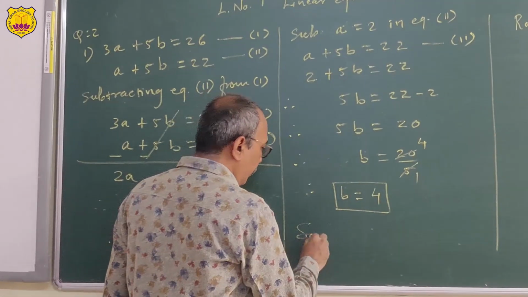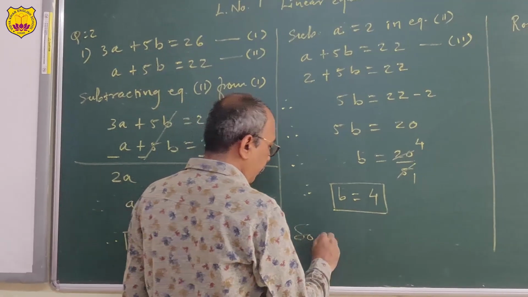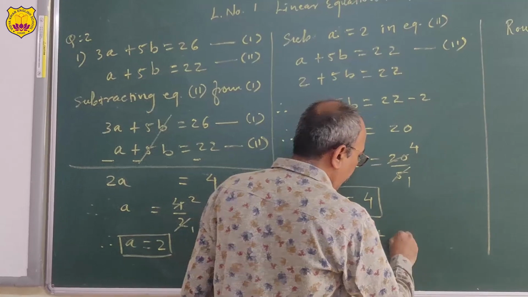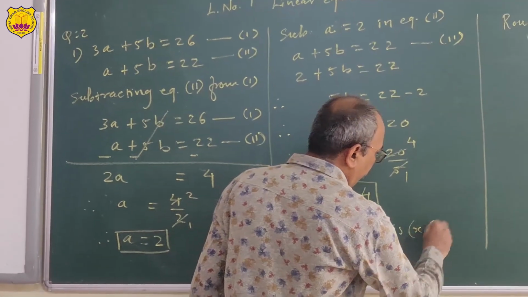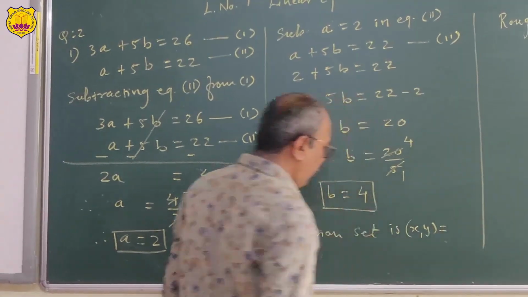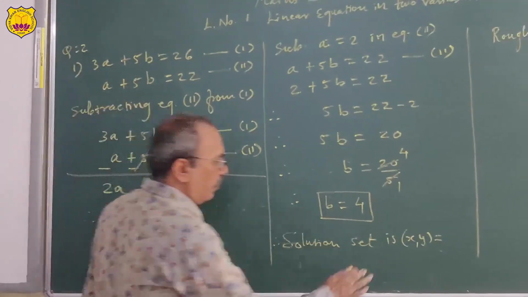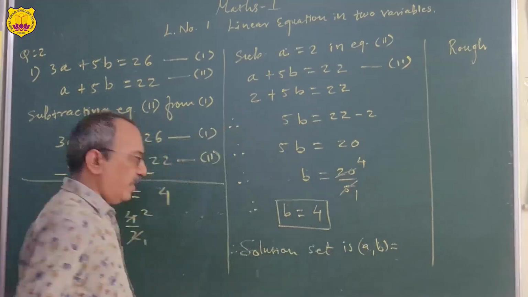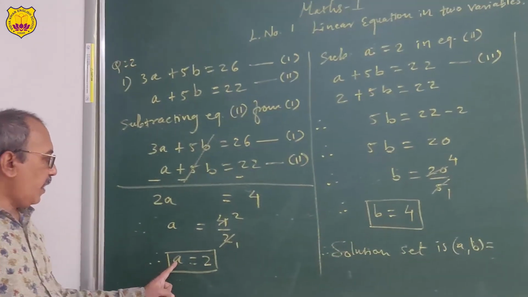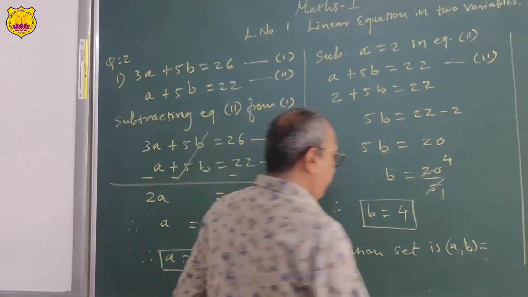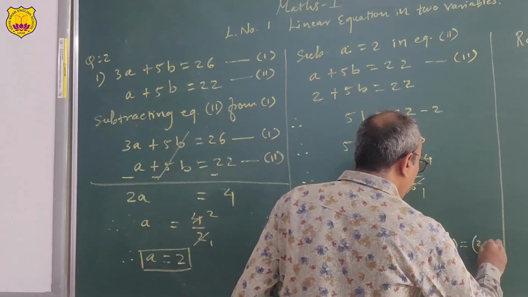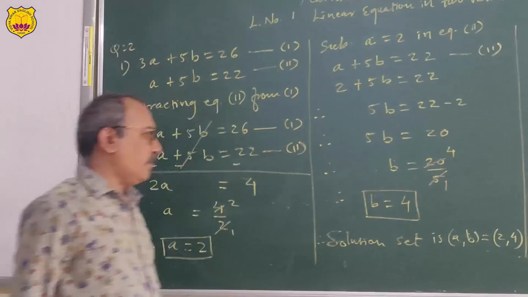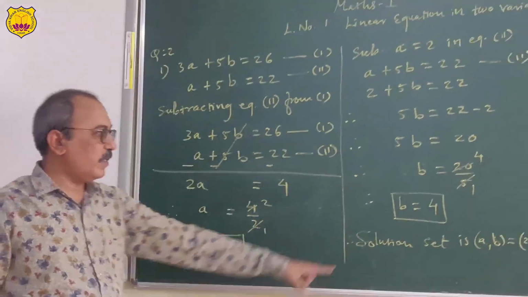So the solution is x comma y is equal to a comma b here, right? A comma b, not x and y. A comma b, because alphabets are a and b. 2 comma 4. That's all. This is the final answer, 2 comma 4.